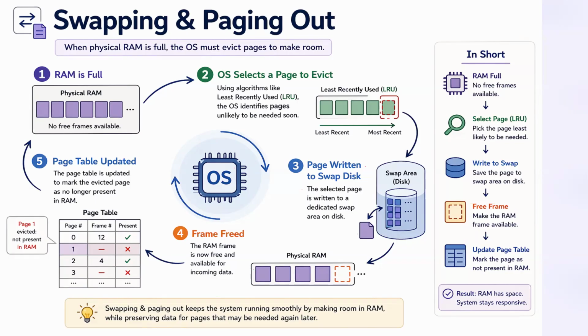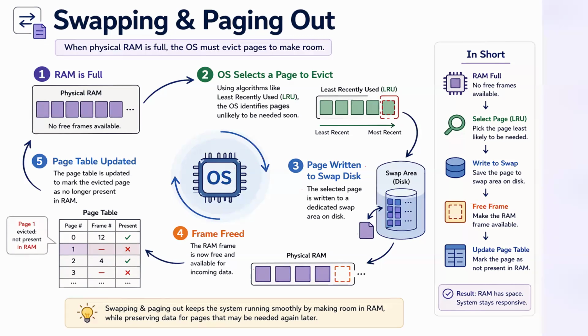How does the OS decide this? The OS does not remove pages randomly. It uses intelligent strategies, a few of which we saw as page replacement algorithms. The most common is least recently used. What does LRU do? LRU looks at usage history and asks which page has not been used for the longest time. The assumption is simple. If a page hasn't been used recently, it is less likely to be needed immediately.